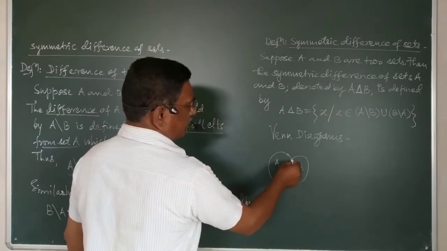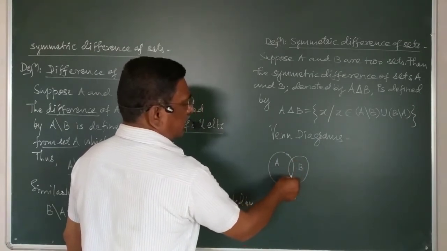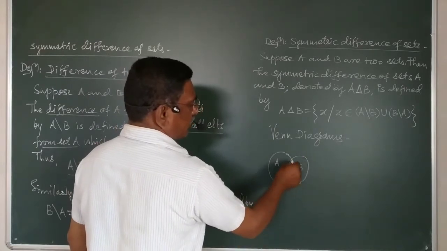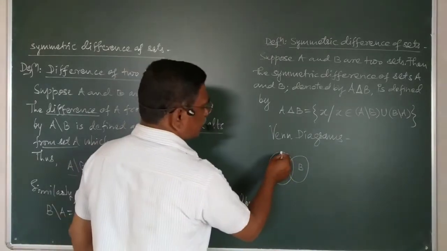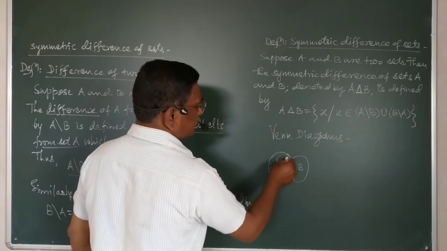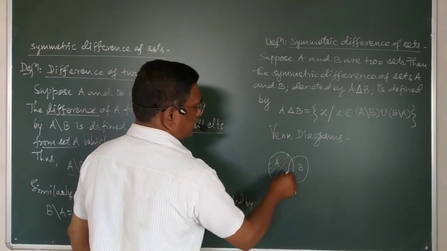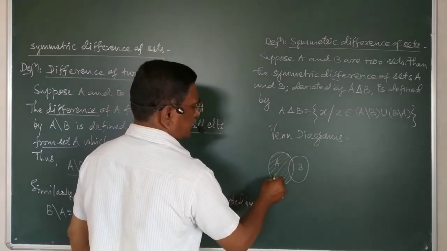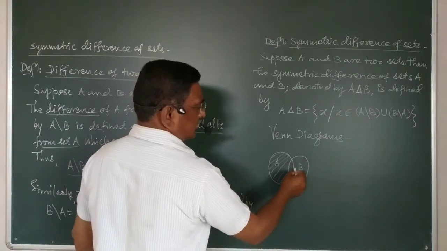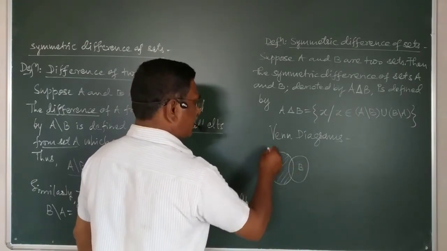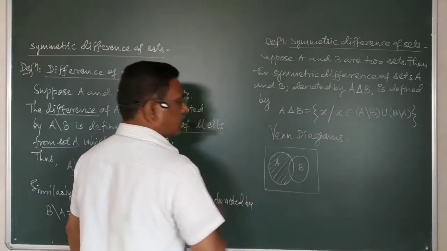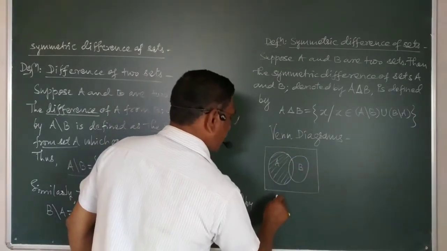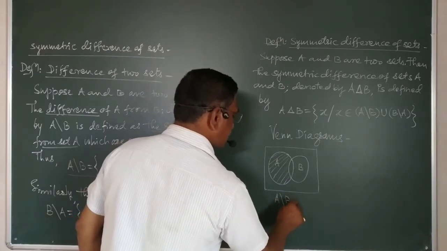This part of A, the part that is common with B, these elements also belong to B. Hence, for A set difference B, you need to consider only these elements, and not the elements from B, and again the common elements are not to be considered here. This is your A set difference B.